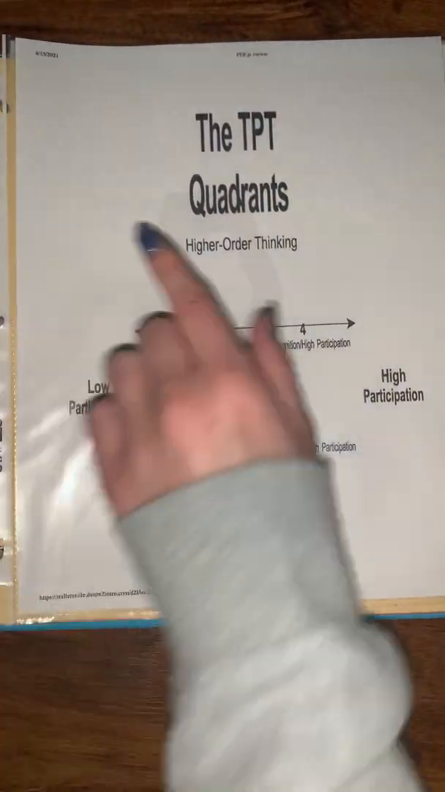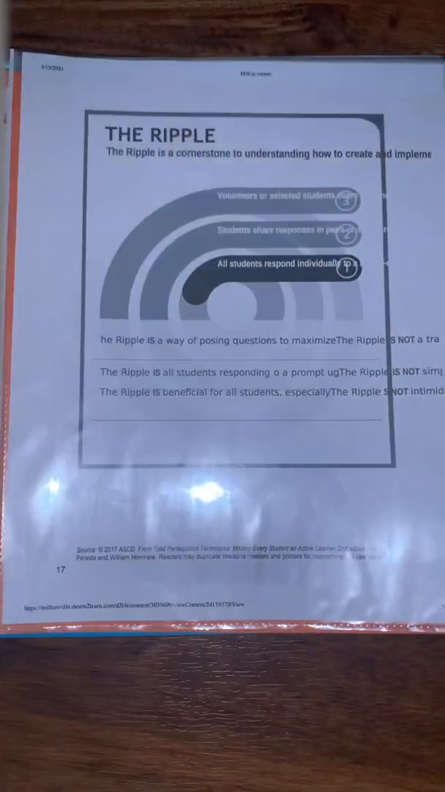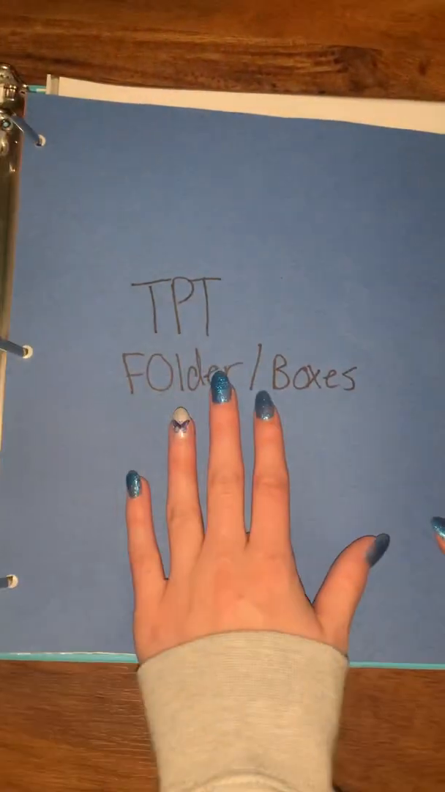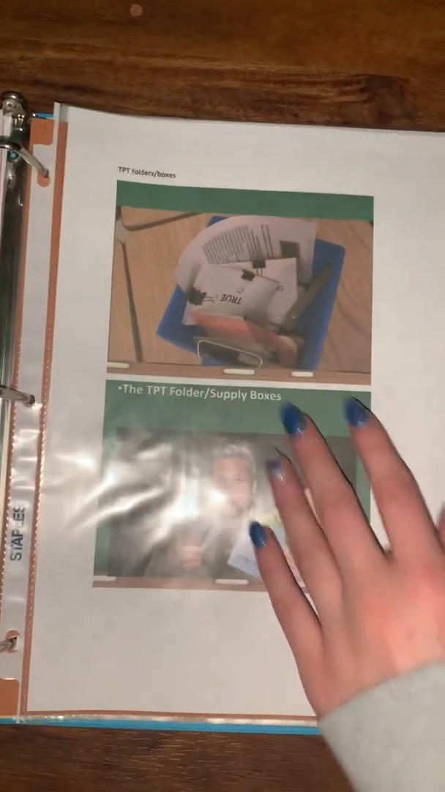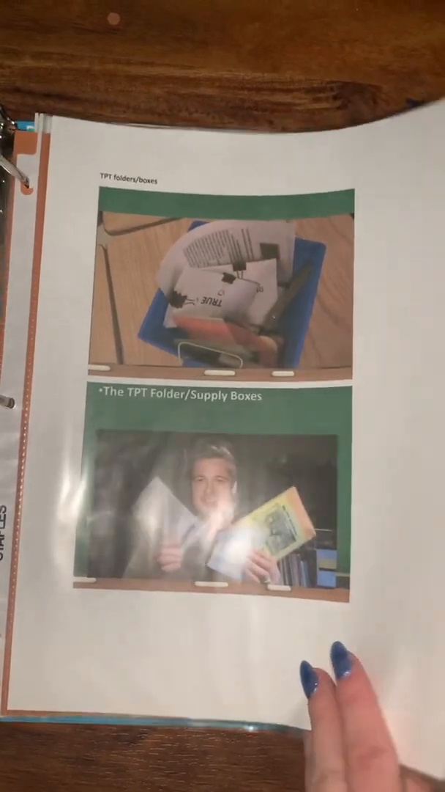And then we have the TPT quadrants. And then it goes into the ripple. And then it goes into who can tell me. And then we go into movement. And this is my movement filled out. And then we have the TPT folder and boxes. I really like this one. This is just the example pictures.